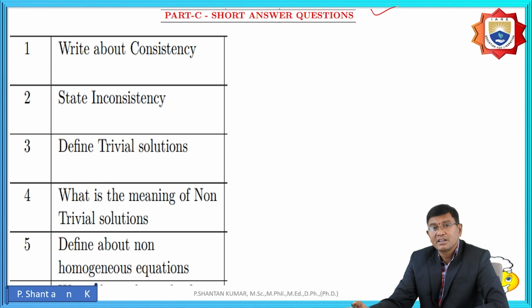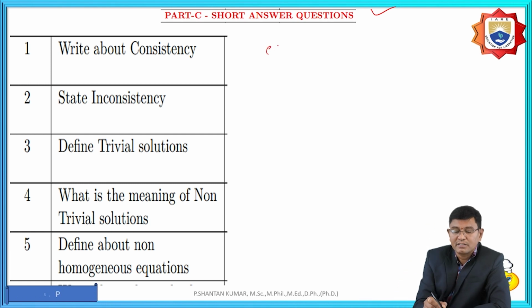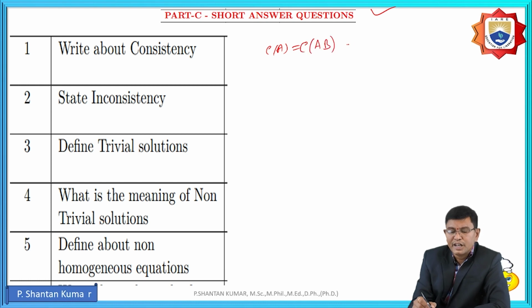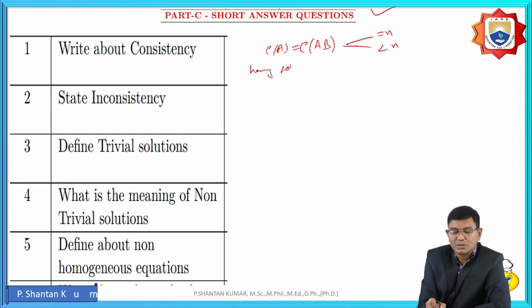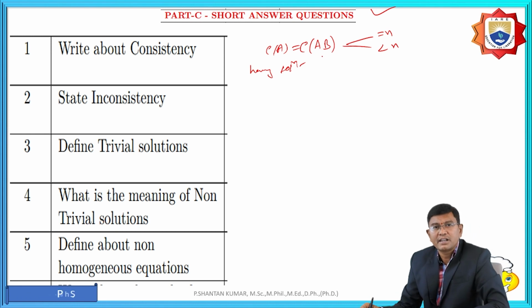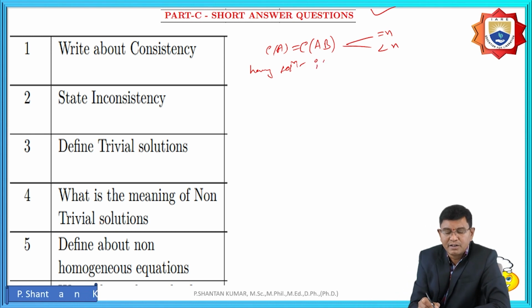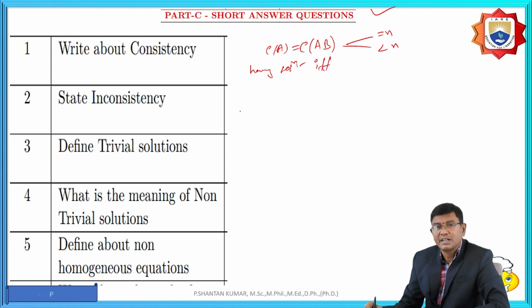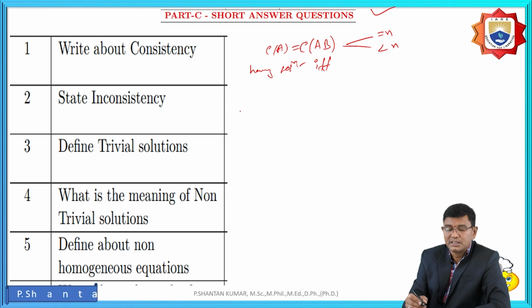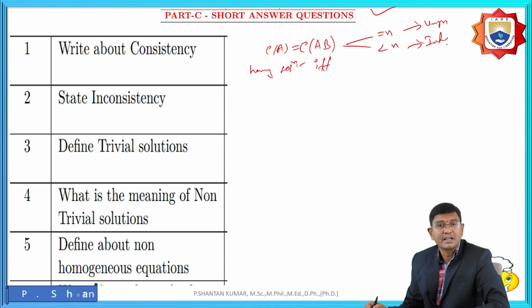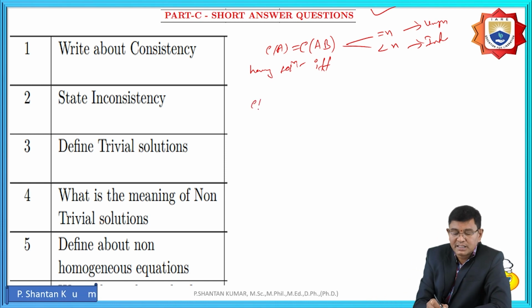Write about consistency. Consistent means the equations have a solution, that is, the rank of A equals the rank of [A | B], which is equal to n or less than n. Having a solution holds if and only if rank A is equal to rank B. If rank A equals rank B equals n, the solution is unique, and if less than n, there are infinite solutions. State an inconsistent condition: the rank of A is not equal to the rank of [A | B], which means there is no solution.